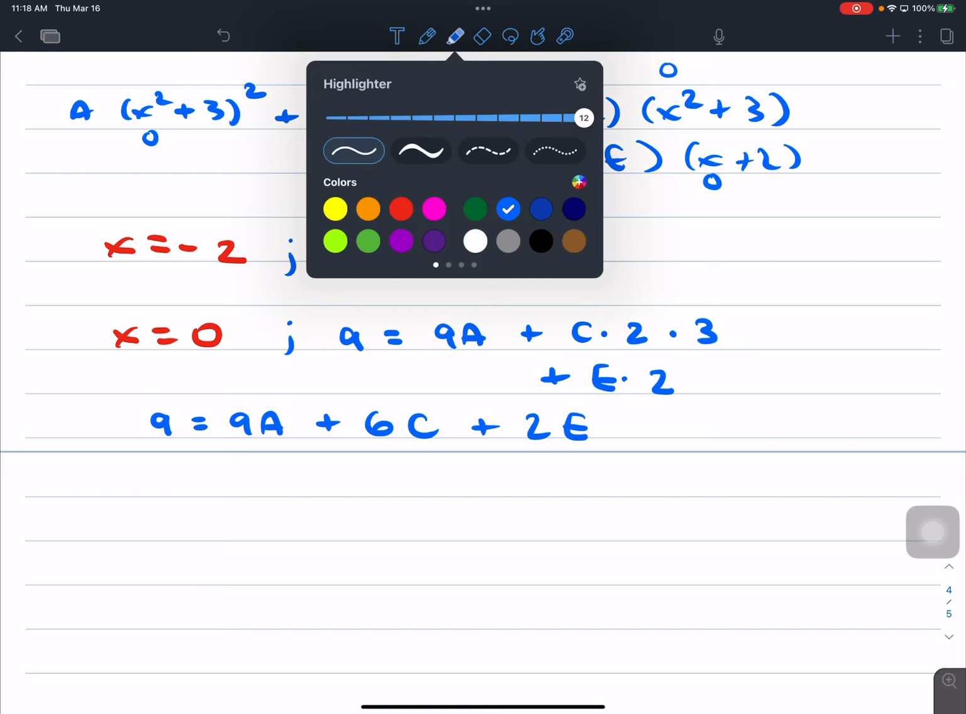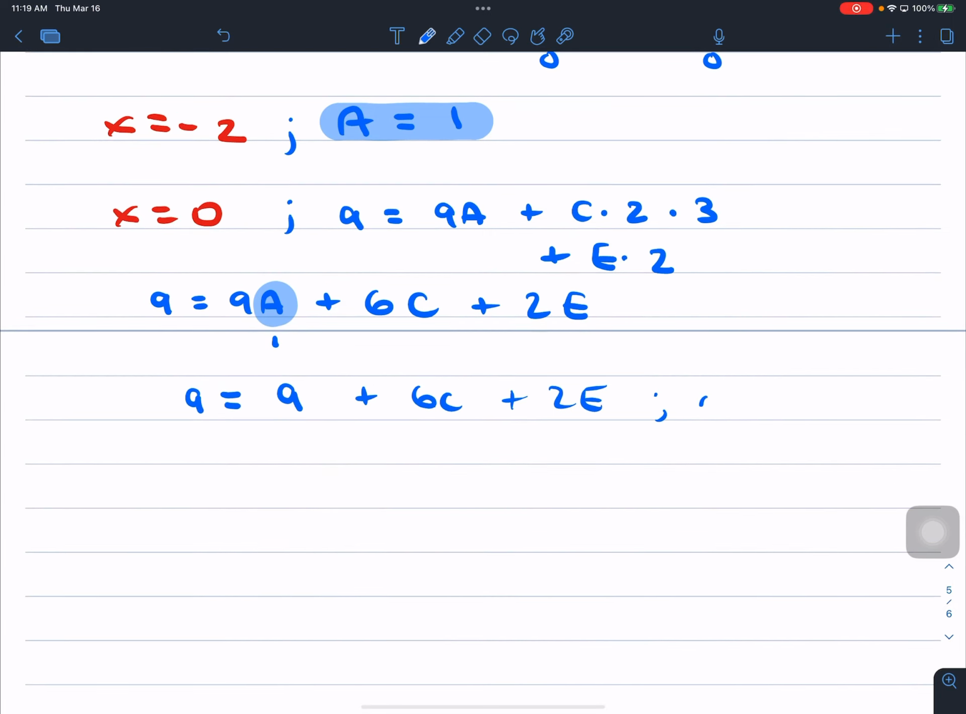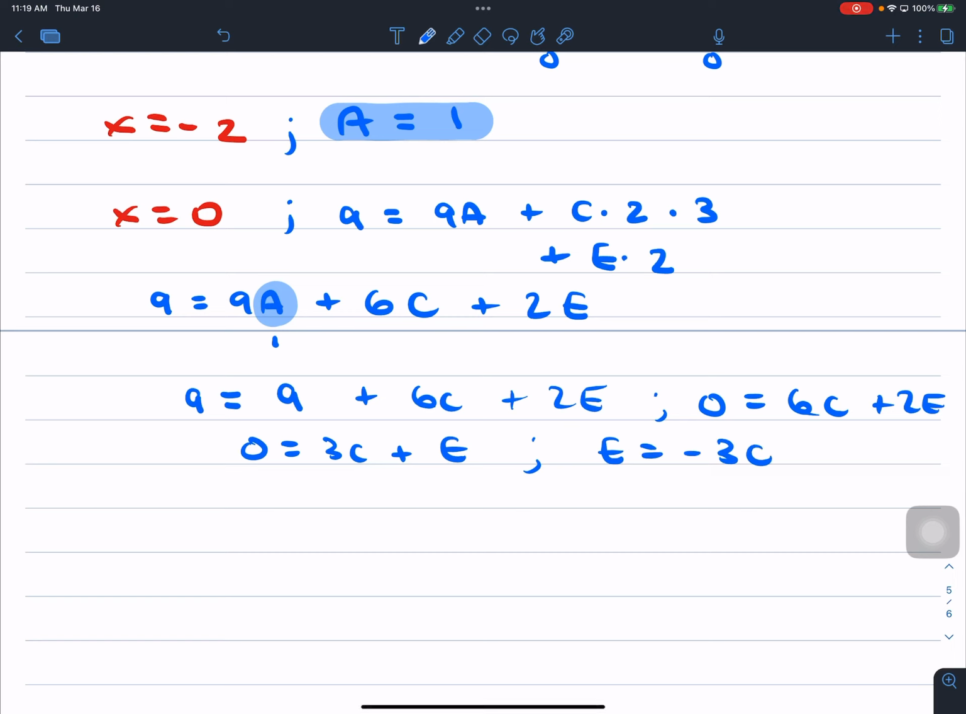And what do you know about the value for a here? You guys know a is what? 1. Okay. So 9 equals 9 plus 6c plus 2e. And ladies and gentlemen, this means what? You guys know what that means? 0 is going to be what? Divide both sides by 2, and what do you get? 0 is what? 3c plus e. Or e is going to equal negative what? 3c.